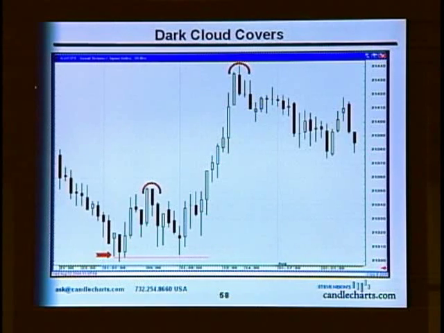And a little dark cloud cover. And notice how the market pulled back to the hammer support area, which is interesting. And then we had a dark cloud cover. Now, this would have been a perfectly fine trade that did not work out. It's going to happen. That's what stops are about.